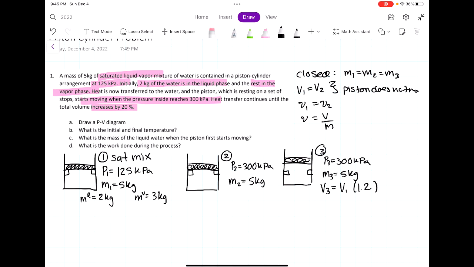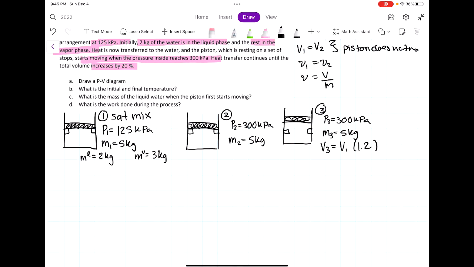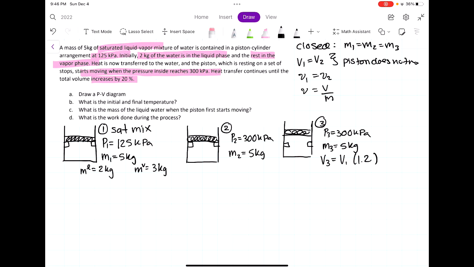to know either pressure and temperature, specific volume, or later on internal energy or enthalpy and stuff like that. And right now we don't have those. So let's go ahead and mess around with our first state so that we can figure out the specific volume. So in order to figure out the specific volume, we'll need quality.